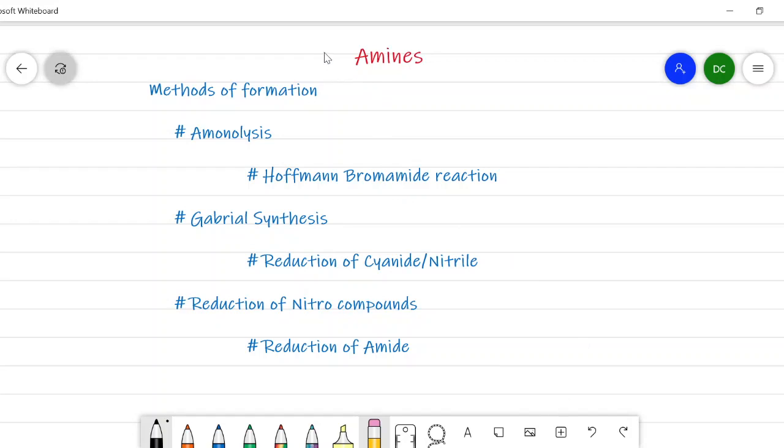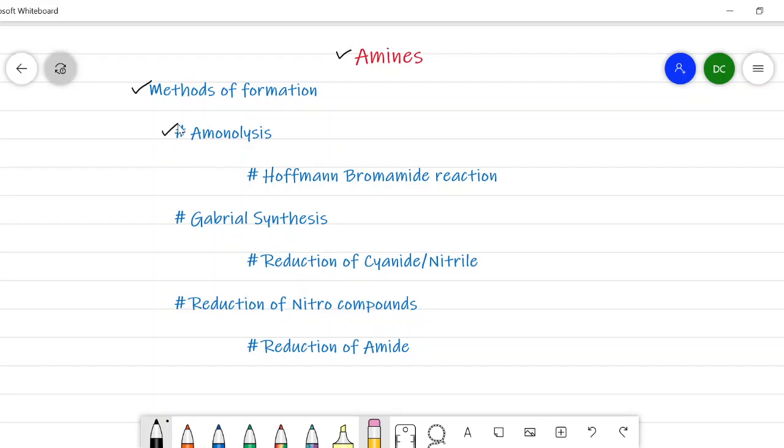Hello friends, in the first lecture on amines, we studied the classification, nomenclature and structural aspects of the amines. This is the second lecture on amines, in which we are going to study the methods of formation. There are different methods of formation which are used for the preparation of amines.